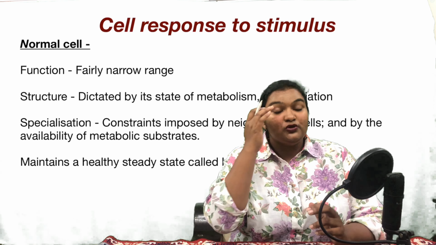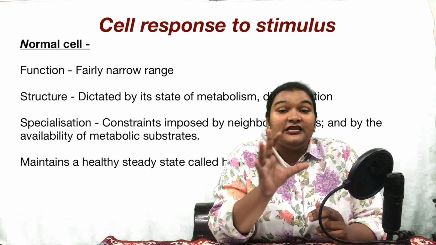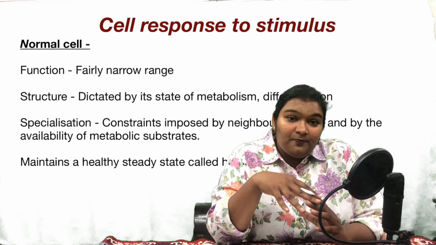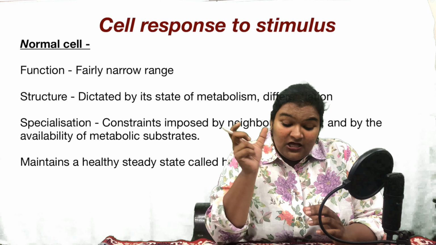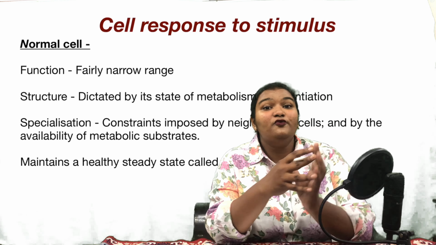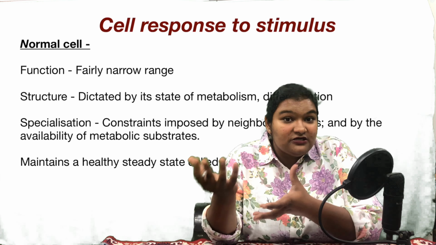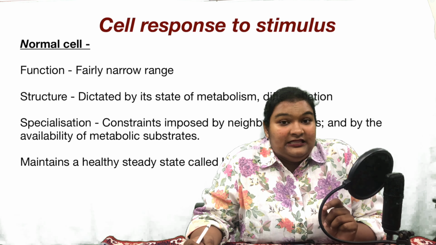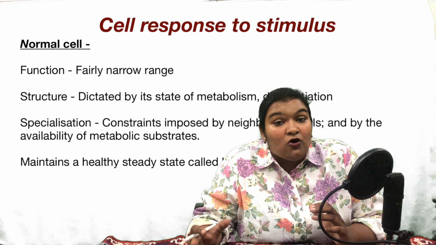The first chapter we are going to deal with in this lecture series is cell injury and adaptation. Here, the first topic we are starting is cell response to different kinds of stimulus. But before moving towards what the different kinds of stimulus are and how cells react to them, you should know the normal cell. So what do you understand by the normal cell?